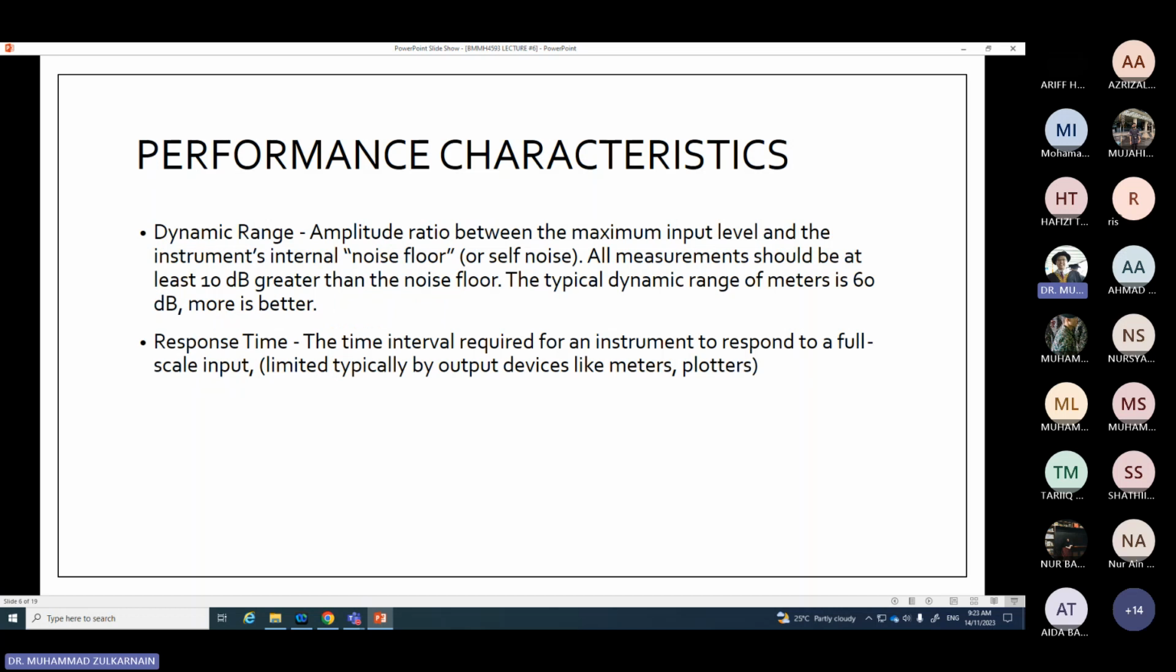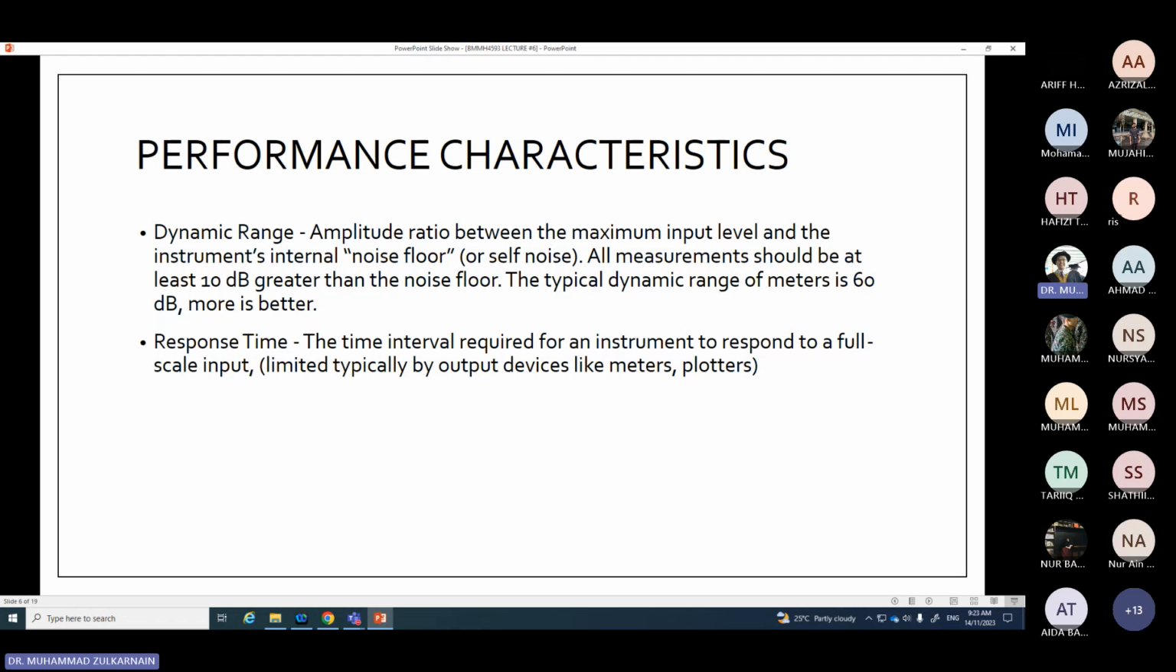Okay, performance characteristic, continuing from the performance characteristic. What parameter again do we need to collect? Dynamic range. So dynamic range itself means the amplitude ratio between the maximum input level and the instrument internal noise floor. So that means the dynamic range we can collect from several sources.